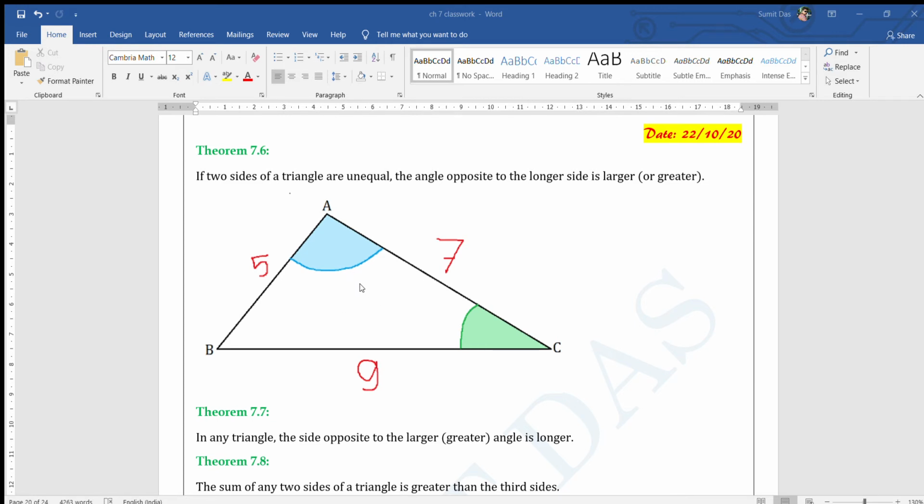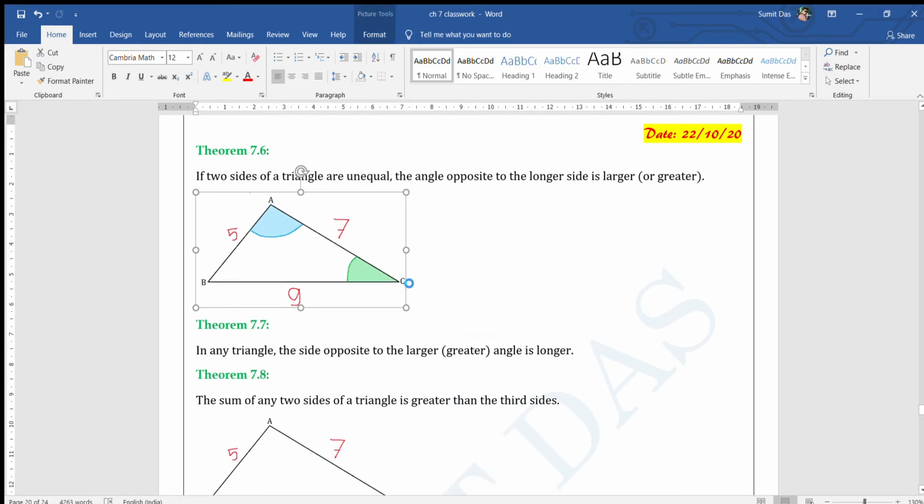So this will be the greatest angle in the triangle. Similarly, look, 5 is the smallest side, right? So the angle opposite the 5 will be the smallest angle in the triangle. Is it clear? Similarly, you can see angle B is less than angle A. Why? Because angle B's opposite side is 7, so it will be smaller than angle A. Angle A will be the largest.